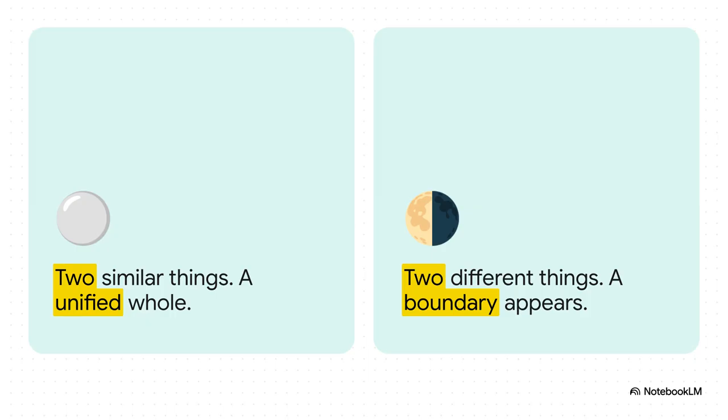You can see exactly what I mean right here. On the left, everything's kind of one unified whole. But the second a symmetry break happens, a boundary pops up. And just like that, you look over on the right, and now you've got two different things. You have a this and a that.